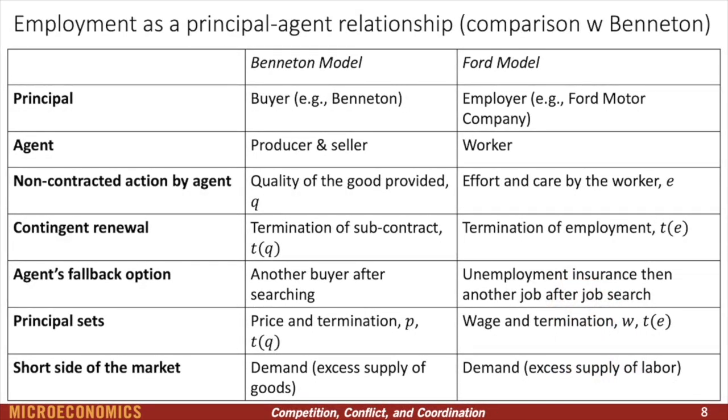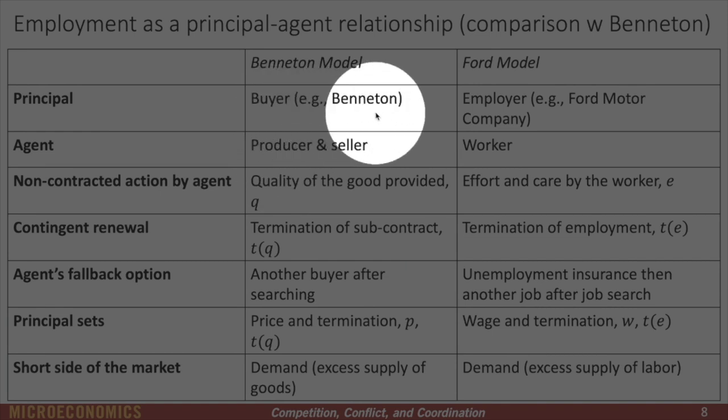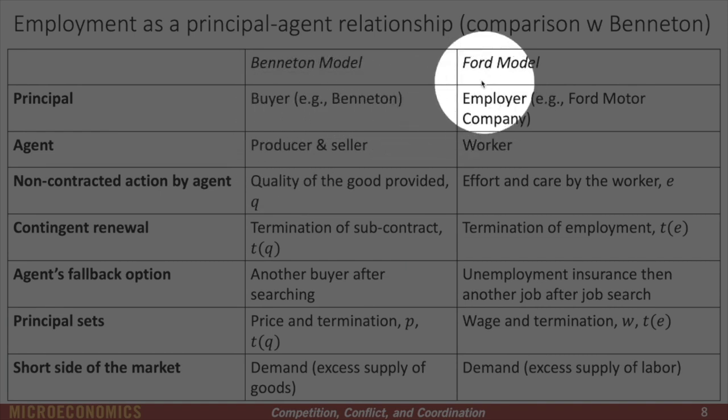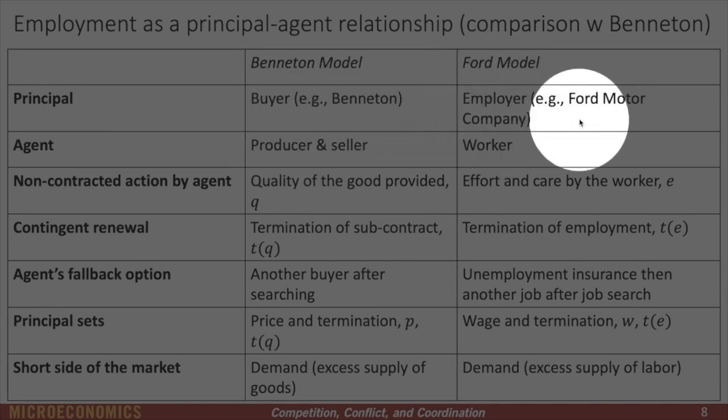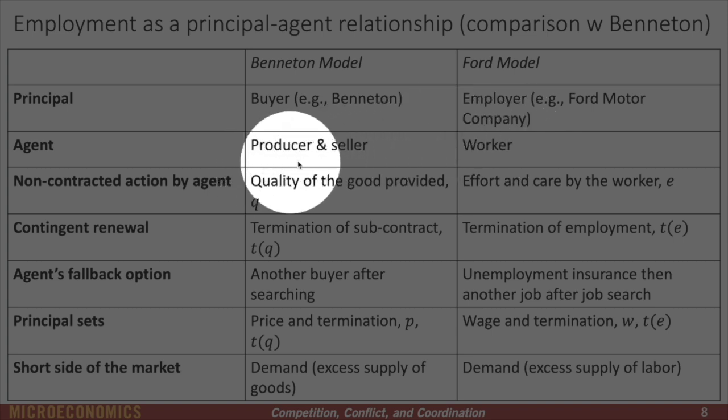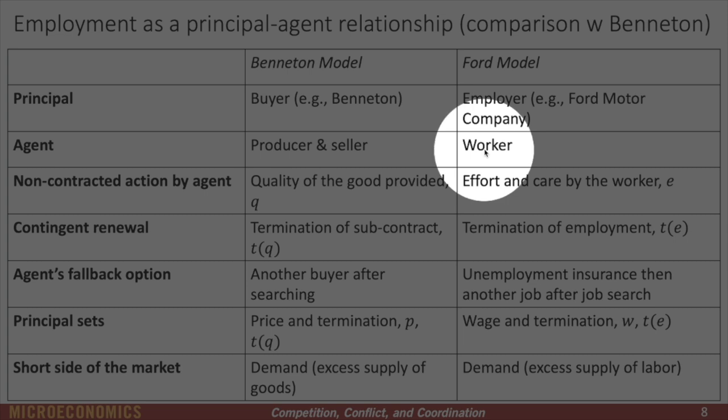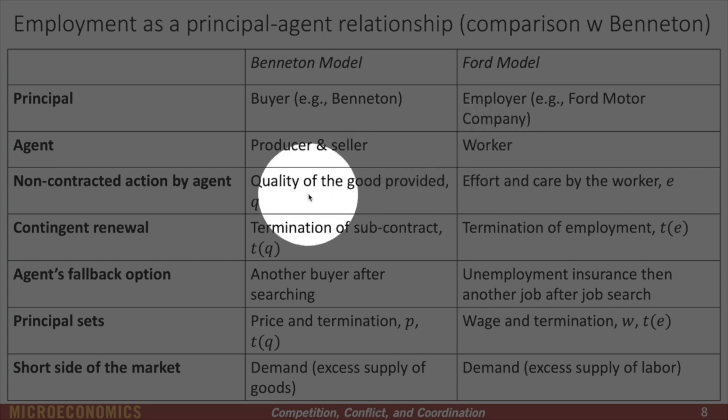Okay, so in the Benetton model in chapter 10, we had a buyer in the role of principal, for example, Benetton, whereas in the Ford model, we have the employer, such as the Ford Motor Company. In chapter 10, we had the producer and seller of a good. In chapter 11, we have the worker who is employed. In chapter 10, we had something which was non-contractual for the agent, or the non-contractual action. That was the quality of the good provided by the seller or the producer of the good, the subcontractor, and that was the quality Q.